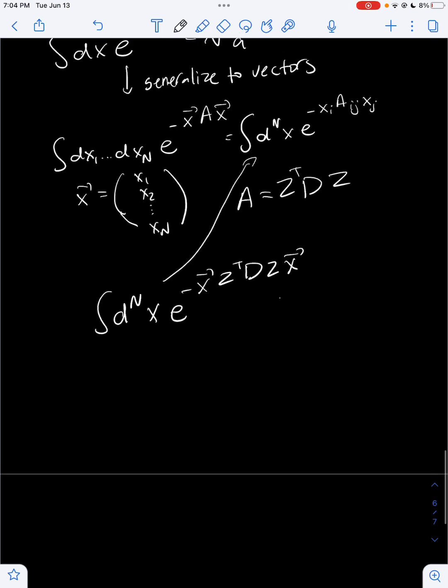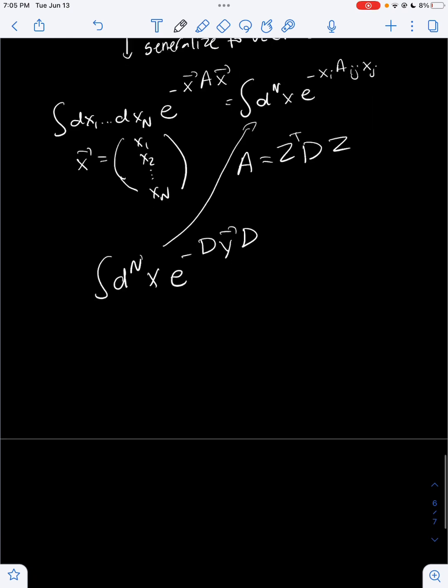Then we can define the y vector to be Z acting on the x vector, so Z is going to be a linear map. So this just gives us y vector acting on this over here. This should technically be transposed, but let's not be too picky. And this integration measure is going to turn into d^n y.